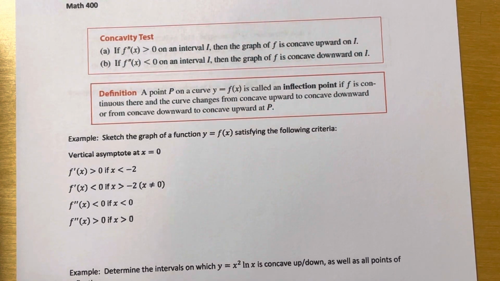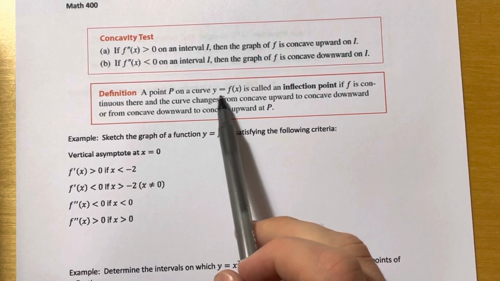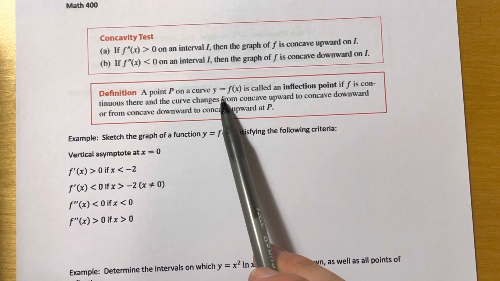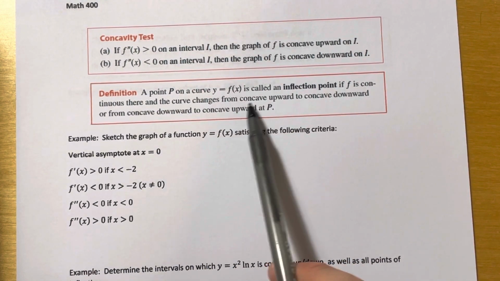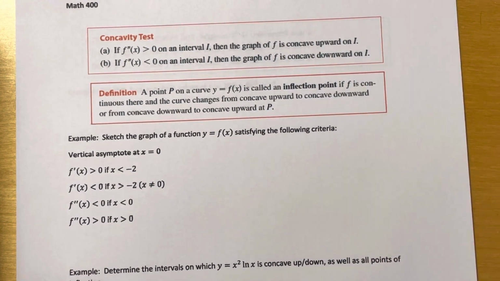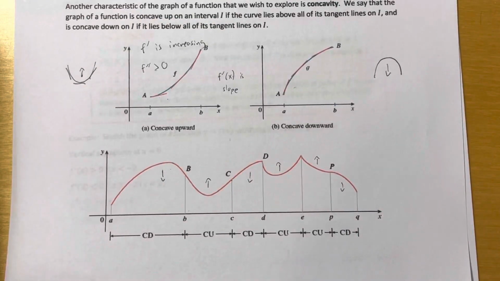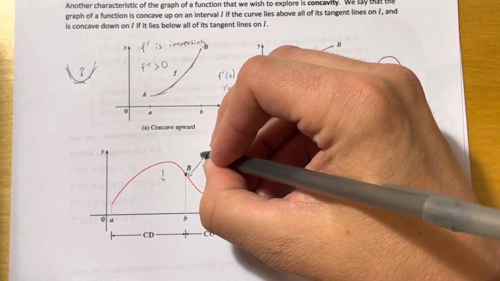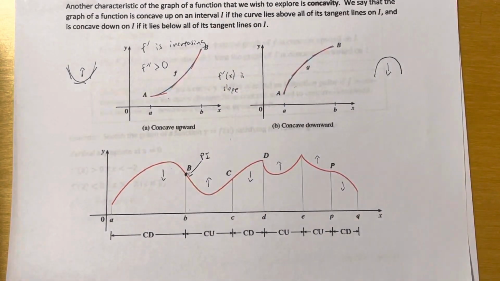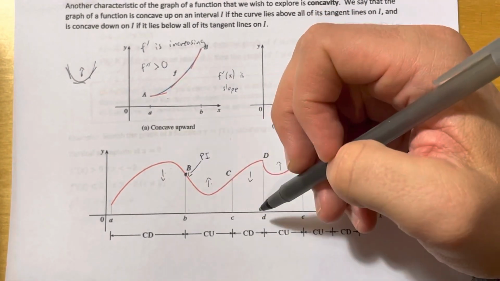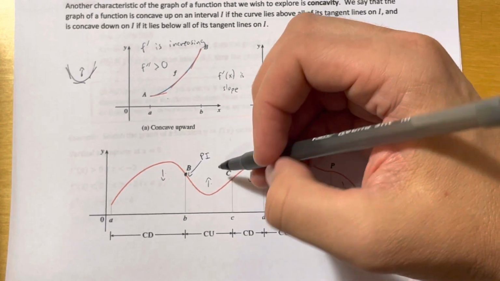Now, another important term here is what we call an inflection point. So a point P on a curve y equals f of x is called an inflection point if f is continuous there and if the curve changes concavity there, meaning if it goes from being concave up to concave down or concave down to concave up. Going back to this graph down here, there are multiple points of inflection. Okay, that right there is a point of inflection. I'm just going to call it PI, point of inflection, because we change from being concave down to concave up. Notice the function is also continuous there.